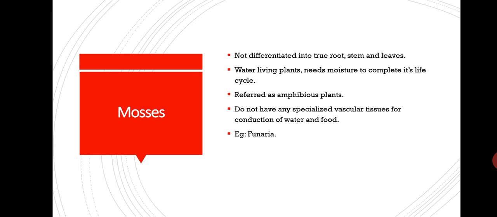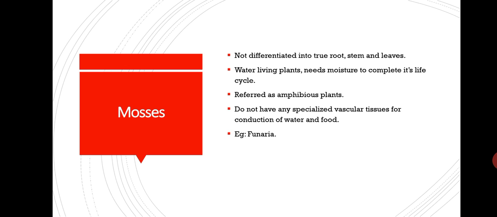Mosses are not like algae; they cannot be differentiated into true root, stem and leaf. In these plants we cannot see roots, stems or leaves. These are also water living plants, but they need moisture from outside to complete their life cycle, so they are called amphibious plants. Though they live in water, they also absorb moisture from outside, and both are needed to complete their life cycle. That is why they are called amphibious.